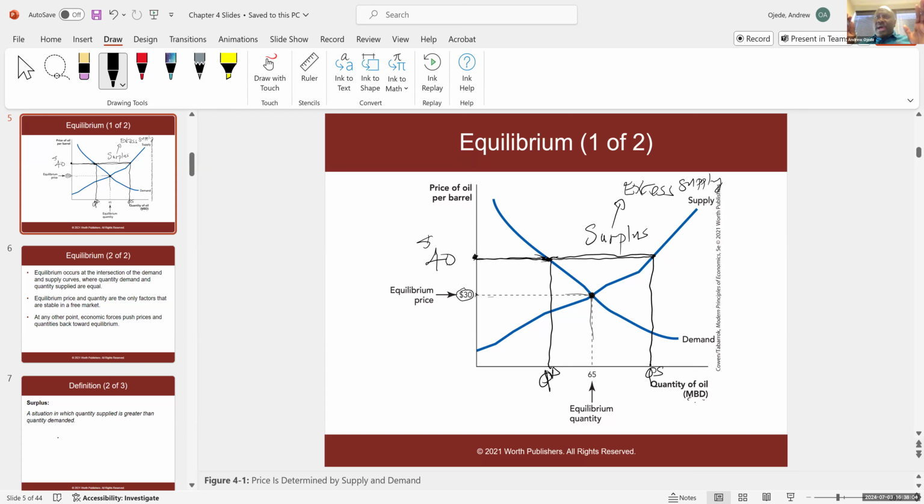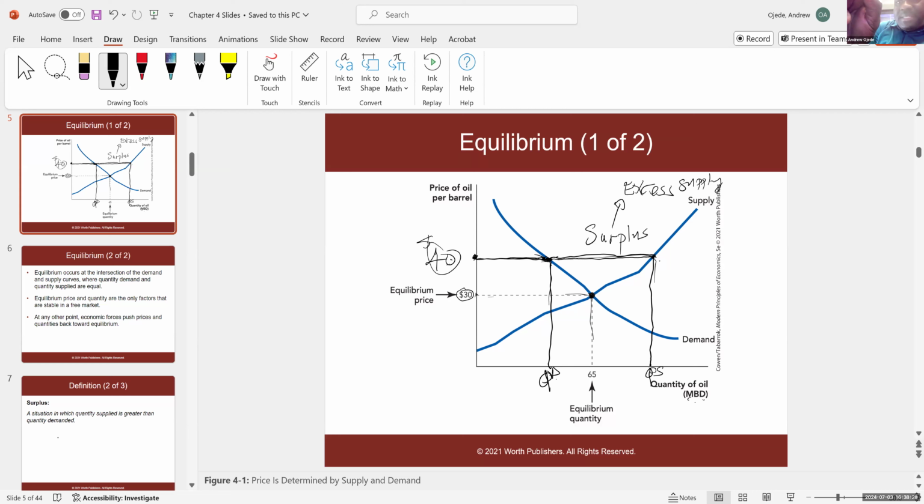So anytime the price of the good is above equilibrium, like $40 here, you can see that consumers want to demand less because it's expensive, but sellers want to sell more because they make more money. Since they want to sell more, they're going to end up oversupplying the market with goods and services more than what the consumers want to demand.